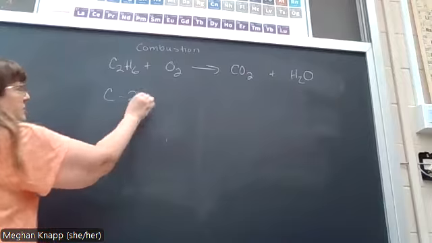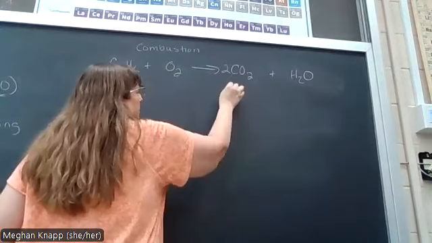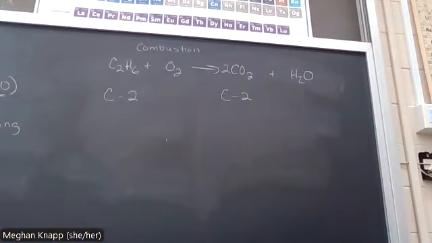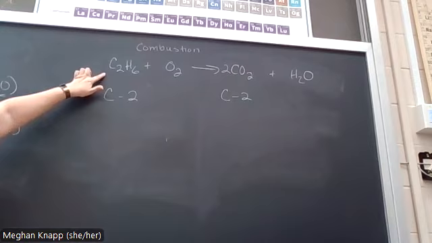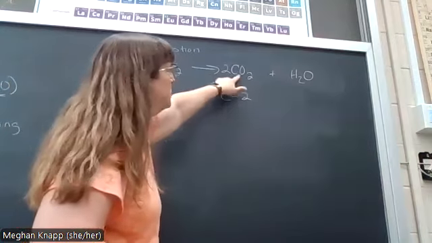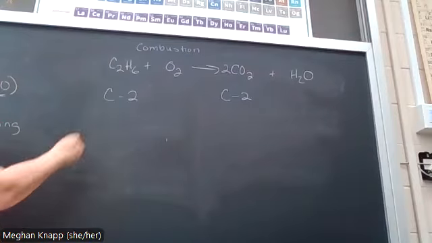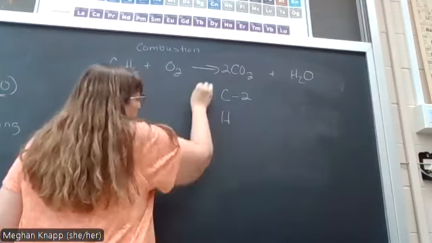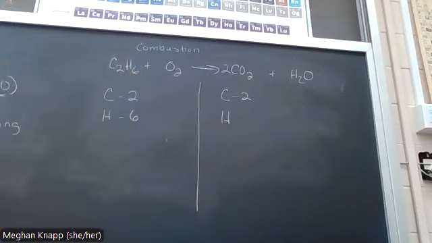So I'm going to put a 2 over here. And remember that if I don't have a coefficient or a subscript, that's that invisible 1. So invisible 1 times 2, invisible 2 times 1. Okay, I go into my hydrogens. Over here I've got 6. Over here I only have 2. So what am I going to do? I've got to put a 3.